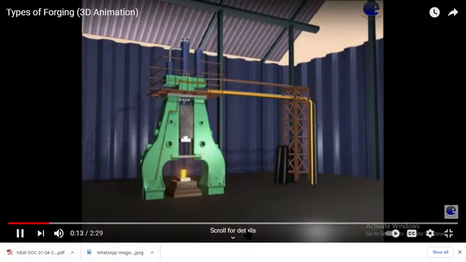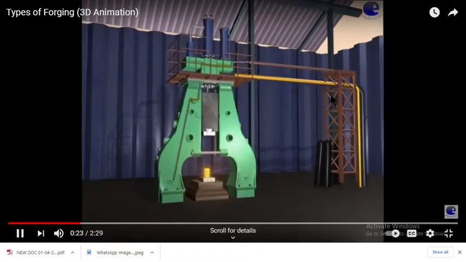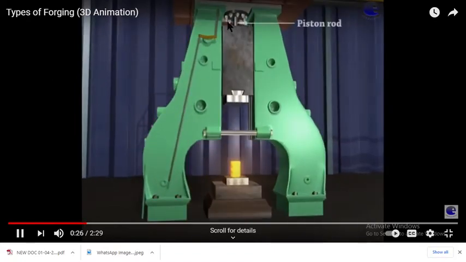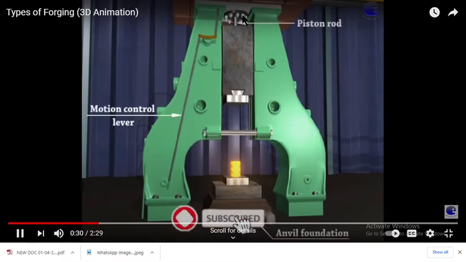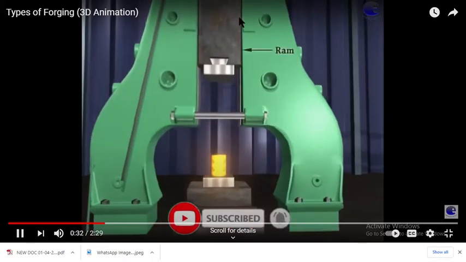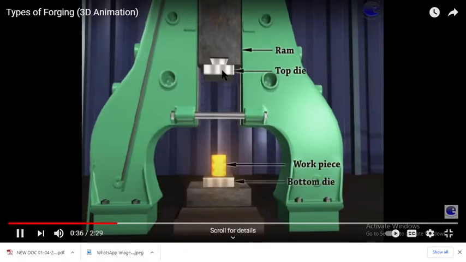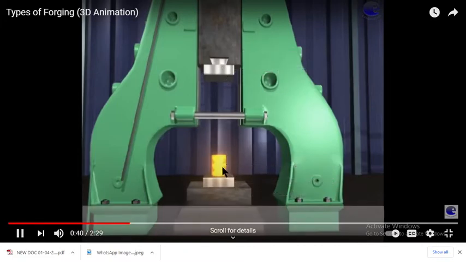takes the size of the die. Here on the bottom there is the presence of the die. This is the workpiece, this is the cylinder. Here this is the steam tube, so the extra part we will consider is that on top of this there is the combustion chamber. This is the ram. So ram, or you can consider it as a top die. This is the workpiece here.